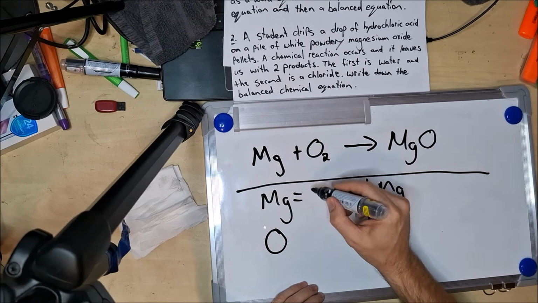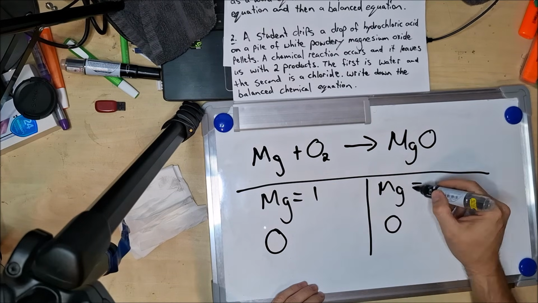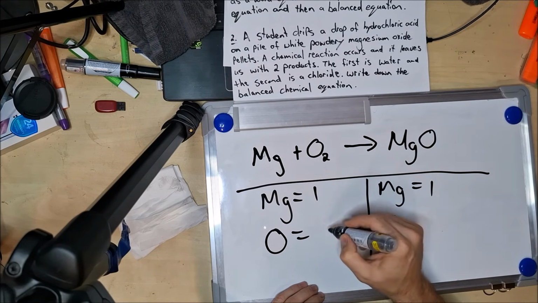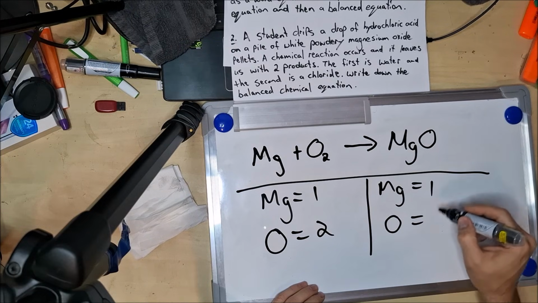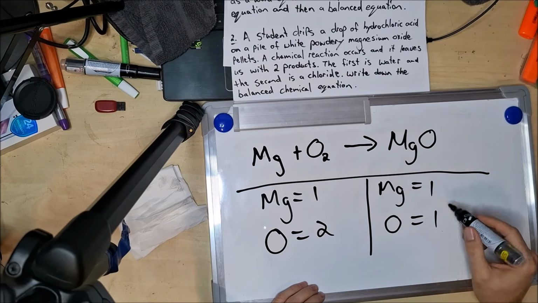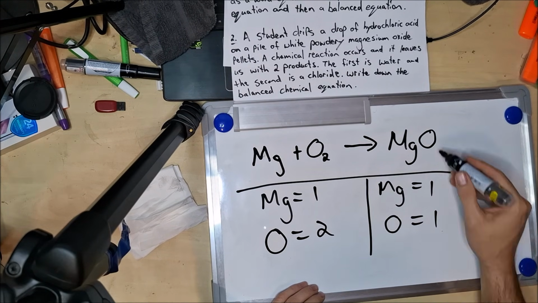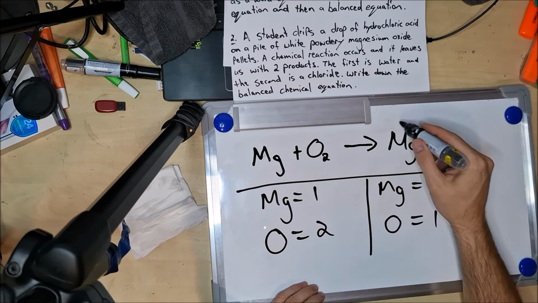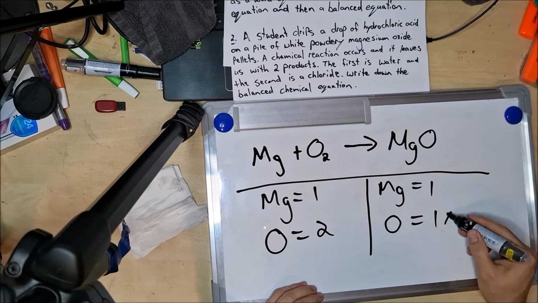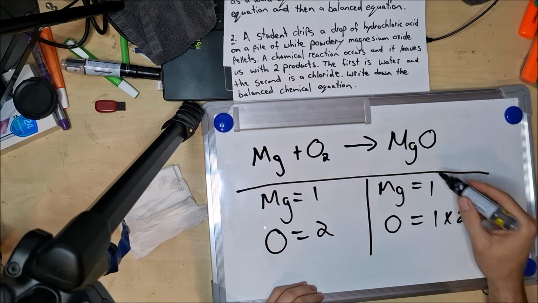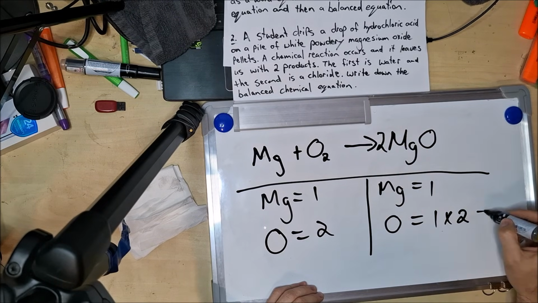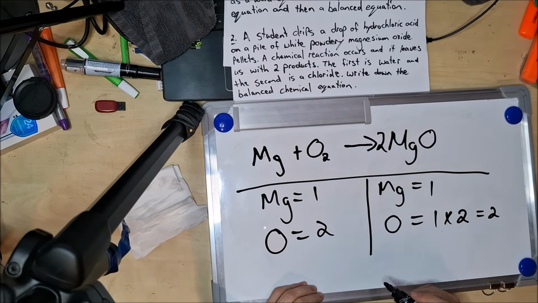How many magnesiums do we have on this side? 1. How many magnesiums on that side for now? 1. How many oxygens on this side? 2. How many oxygens on that side? 1. I need to times this oxygen with 2. The whole thing, remember, times 2, to give me 2 to get it to be balanced.